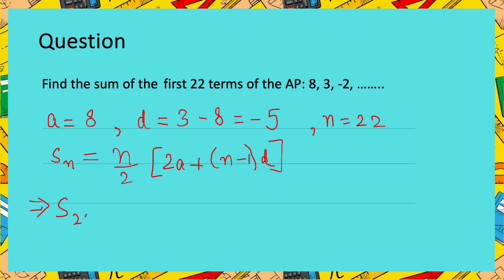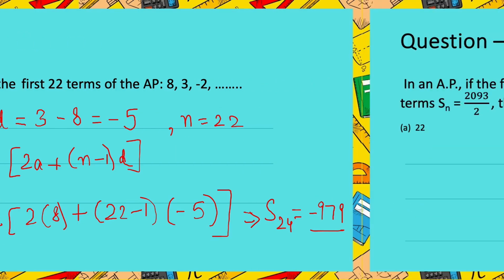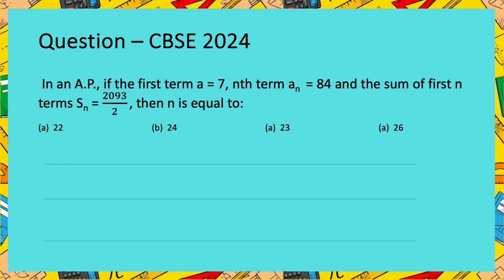Then let's substitute the values. My n here is 22, my a is 8, and d is minus 5. On substituting here, when we simplify, we get the answer as minus 979, which is the sum of the first 22 terms of this particular AP. It's a very straightforward question, just a direct substitution in the formula. Now, since we understand this also, based on the same idea, there was a question in the CBSE 2024 maths paper, and we will try and look at that one.